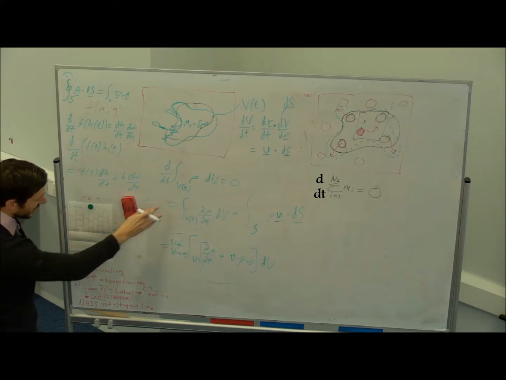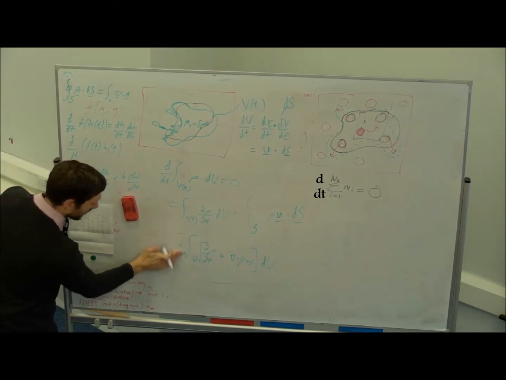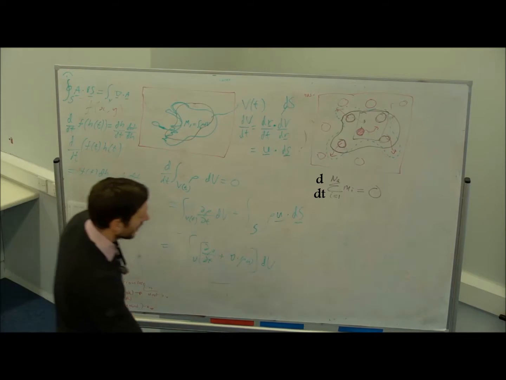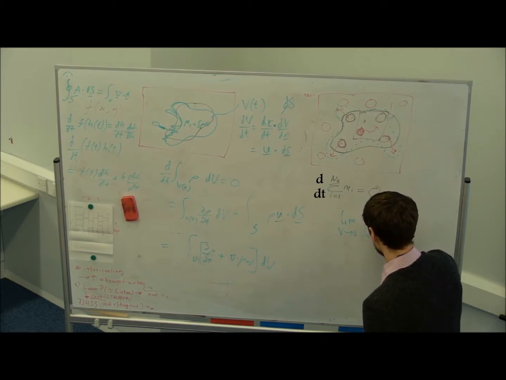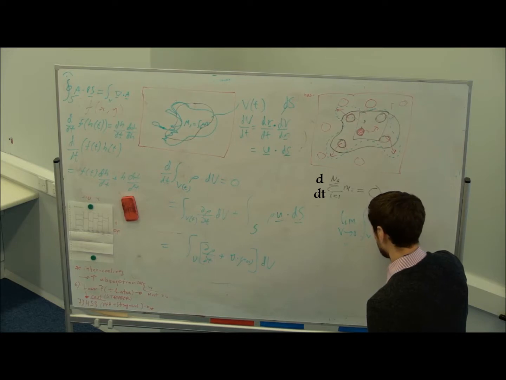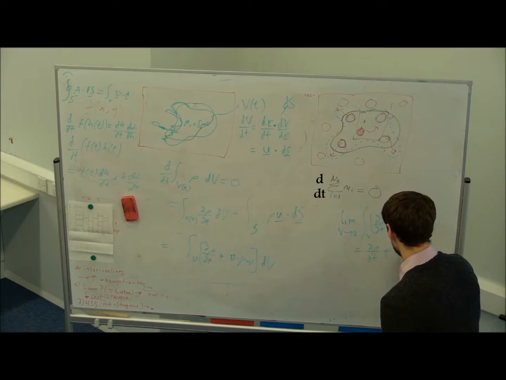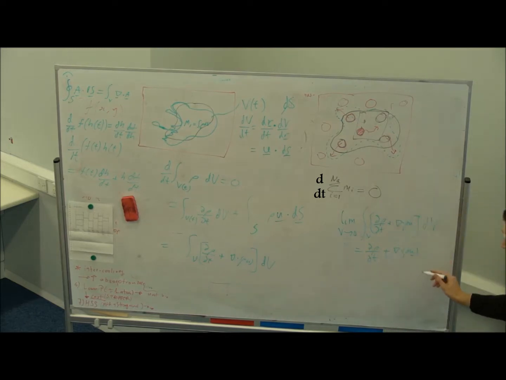So that's not strictly equal to that anymore. Let me just rewrite this. Let's keep that as it is, and then this is a new statement. We're saying the limit as V tends to 0 of this integral expression, dρ/dt plus divergence of ρu, dV, will give you effectively a differential equation: dρ/dt plus ∇·(ρu). And this is the mass continuity equation.